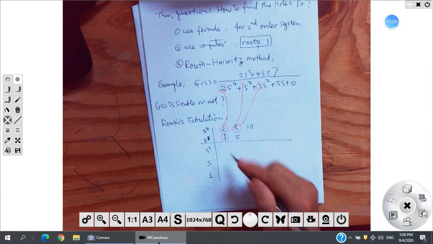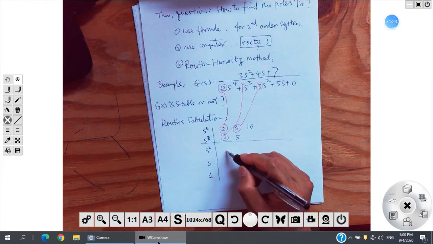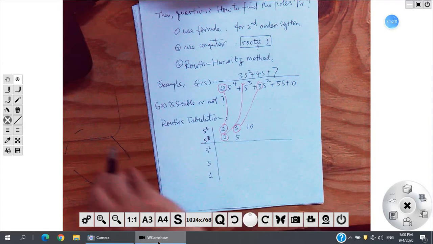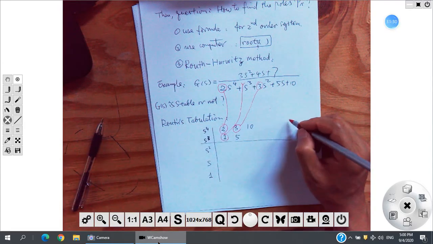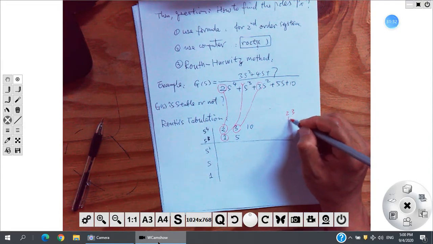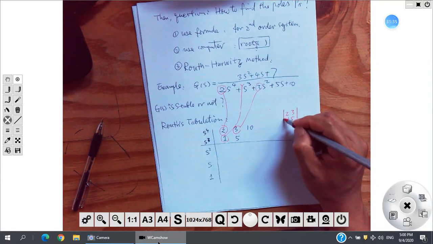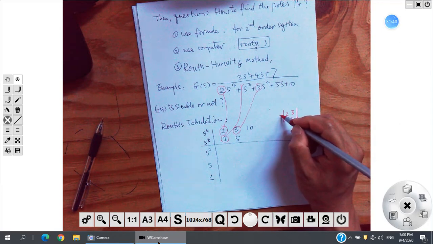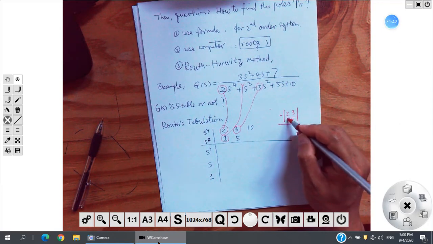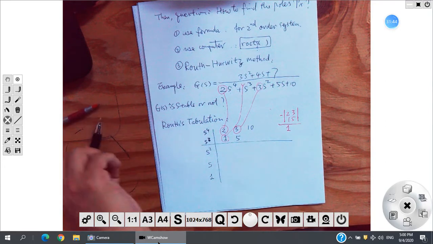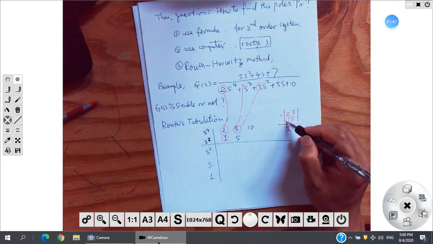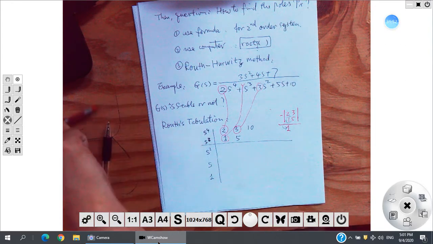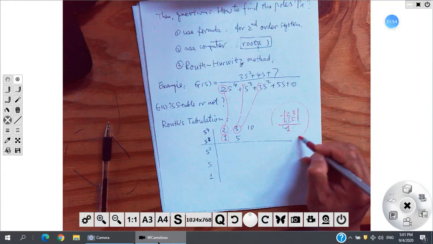Then here, what is this number? We look at these 4 numbers: 2, 3, 1, 5. We calculate the determinant, put a negative in front of it, and divide it by this number 1. This number goes to here, and this result will go to here.